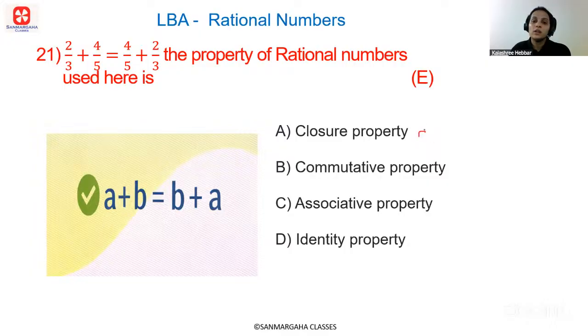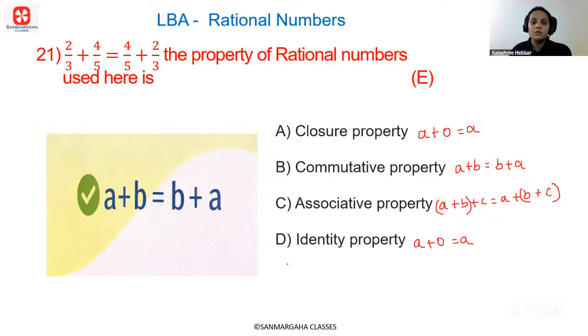A plus 0 is equal to A, which does not hold good here. So the commutative property is A plus B is equal to B plus A. Associative property is A plus B plus C, A plus B, C, and identity property.